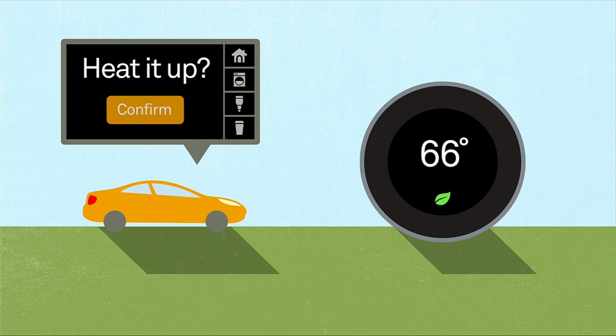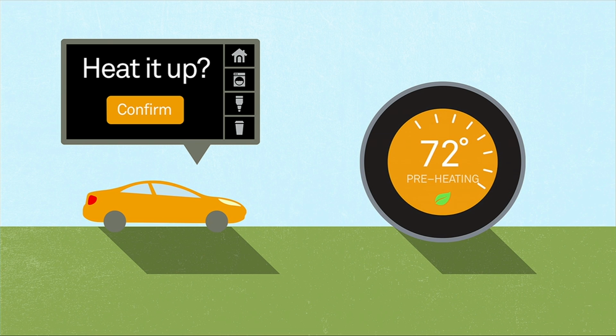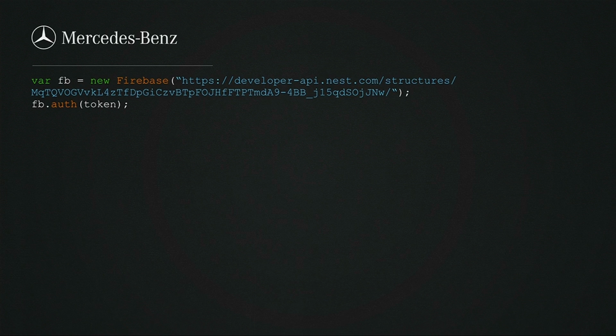We say heat it up, confirm, and then the thermostat takes appropriate action. Preheating. So this example is a little bit more complicated because, like I said, we have to send this stream of ETA times. So it's not just going to be a one-shot go through set a value, but we'll try and walk through it.